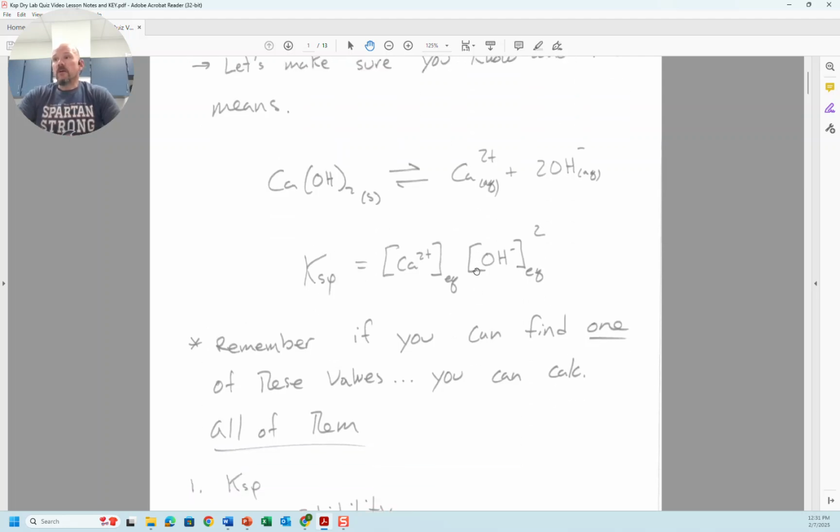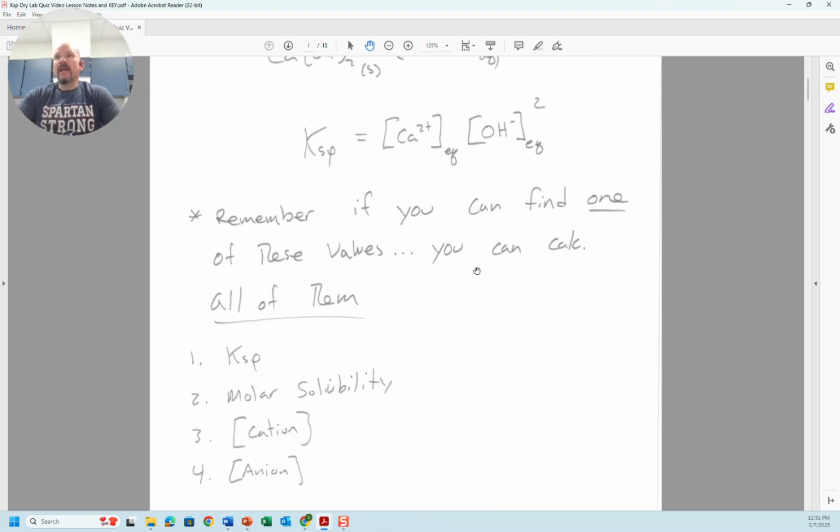And then what we have to recall is, all right, for any ionic compound, any salt, if you know one of these four values, you should be able to calculate all of them, right? So what are those four values, okay? Obviously, for this question, it's not going to be KSP because that's what we're trying to get to in the end. But in order to calculate the KSP, if we could go from the lab data and figure out the molar solubility of the compound, we could figure out the KSP.